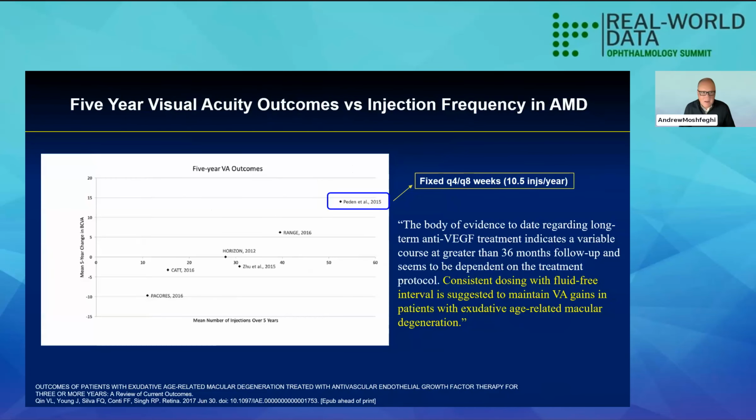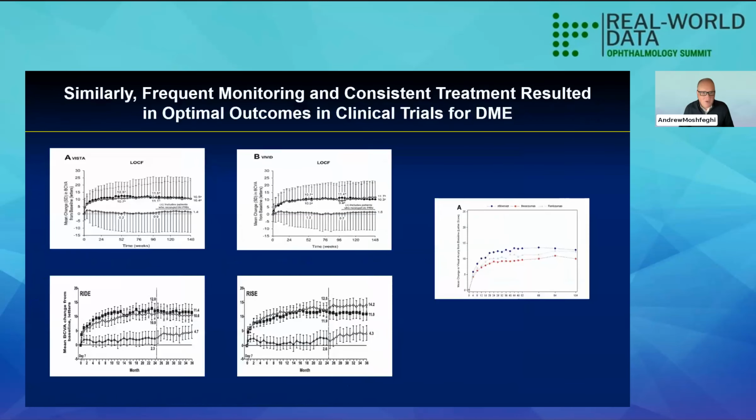On a similar note, when you look at long-term injection frequencies in patients who had really frequent injections, like every 1 to 2 months, as was done in the Peden et al. study circled in blue in the upper right-hand corner, you can see that those patients weren't getting just 4 or 5 injections per year. On average, they were receiving close to 11 injections per year. The visual gains associated with that study were close to 3 lines of vision, suggesting that more frequent dosing was associated with better visual acuity outcomes.